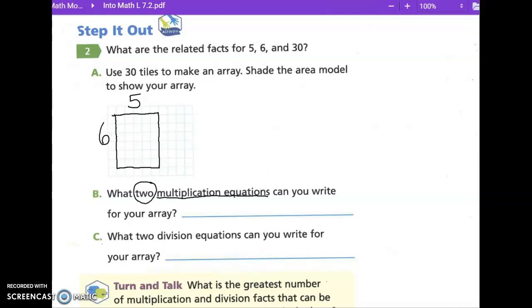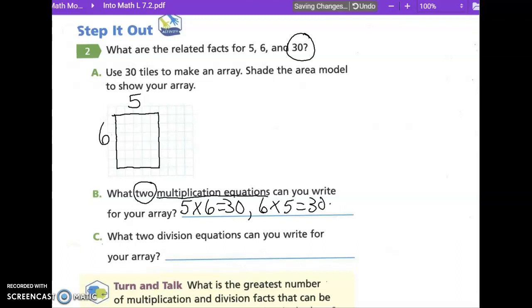Eli, what's one multiplication equation we can do? We can do 5 times 6. Do you know what that's going to equal? What was our other number up here? 30. They're not tricking you. Okay. Tamik, what's the next multiplication equation we can write? 6 times 5. 6 times 5 equals 30.